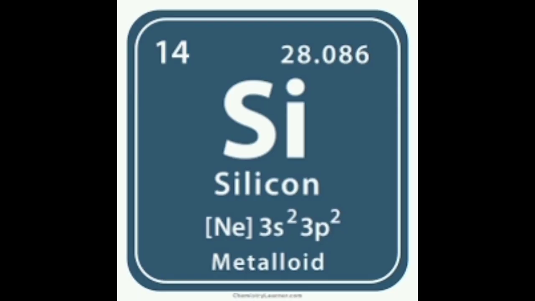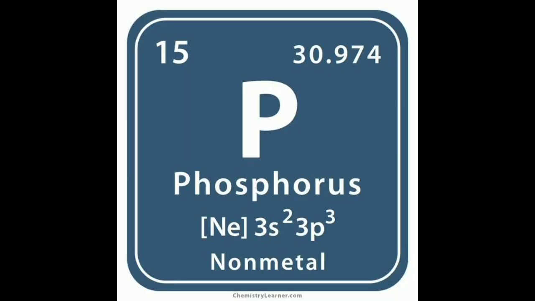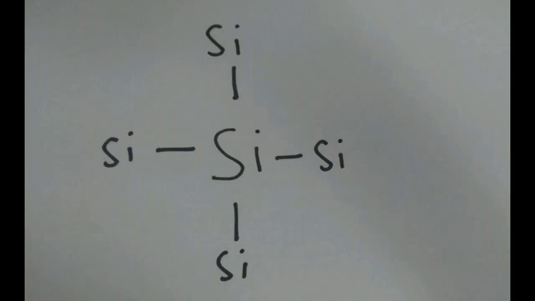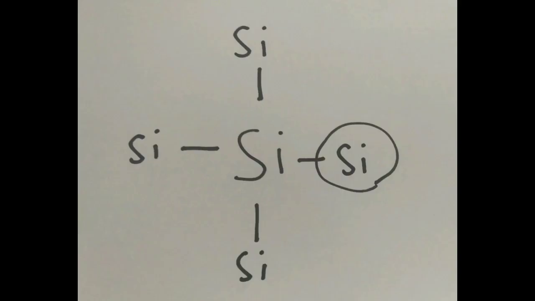For example, what if we dope silicon with phosphorus? Remember that silicon has 4 valence electrons and phosphorus has 5 valence electrons. Silicon is bonded with 4 other silicon atoms. In the bond of silicon, which looks like this, what if we change this with phosphorus?